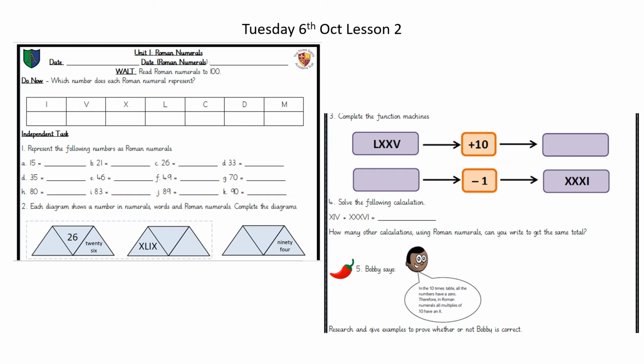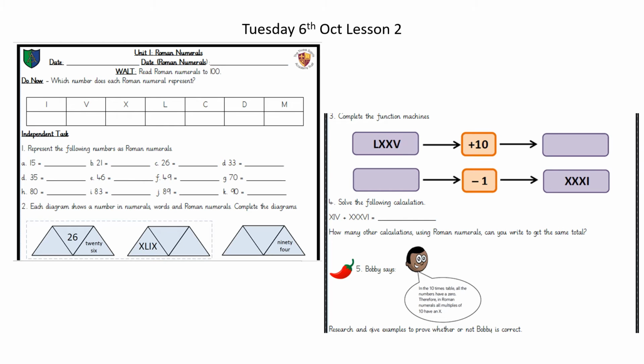1 doesn't have a V in it, 2 doesn't, 3 doesn't, 4 doesn't, but 5 does. That's how I remember V is 5. X is 10. I remember this because of ten-pin bowling. I really enjoy that. When you score a strike and knock all 10 pins over, you get an X on the screen. X means 10.